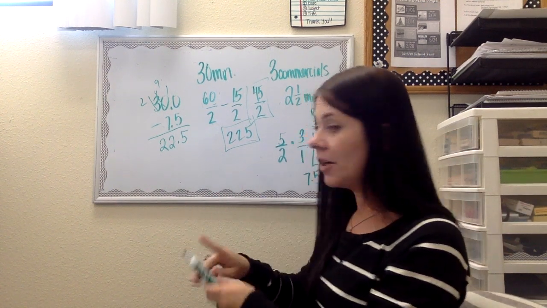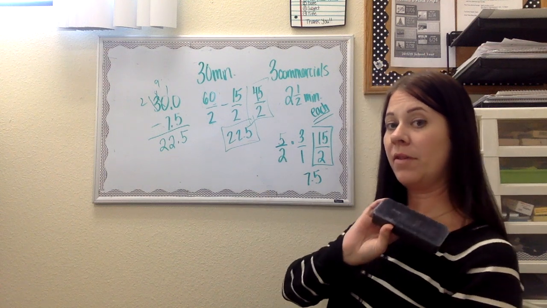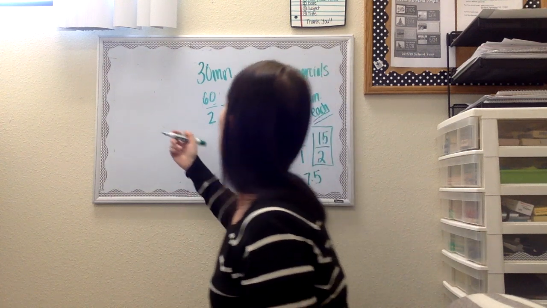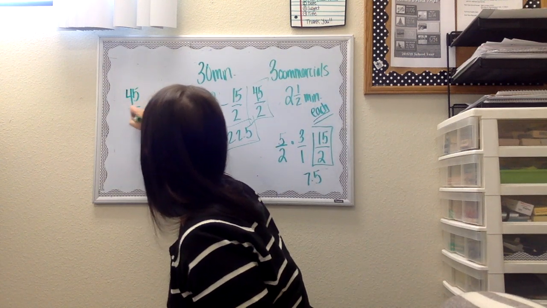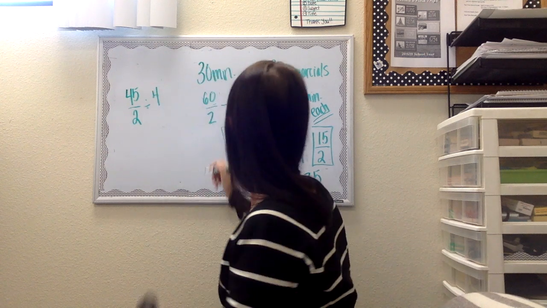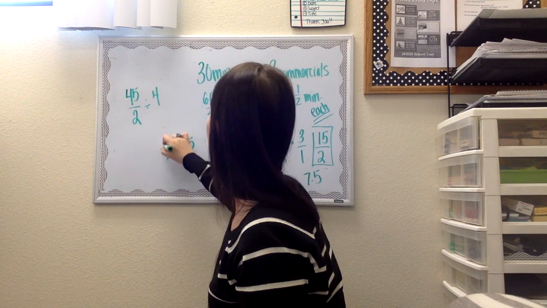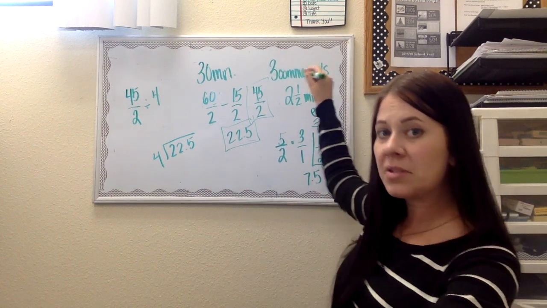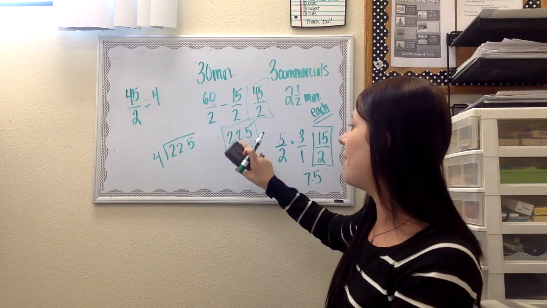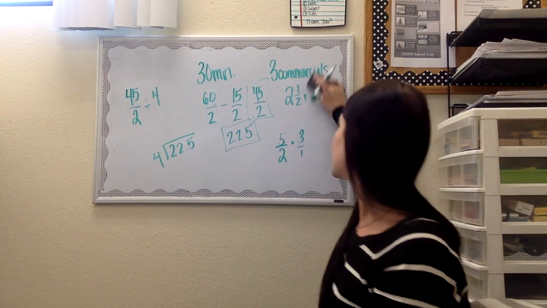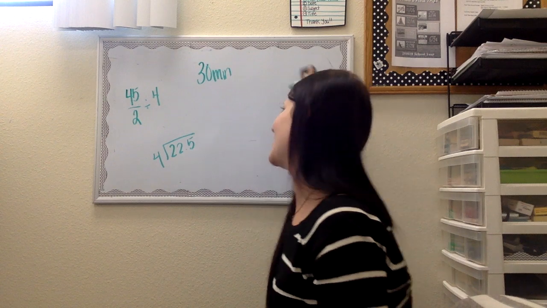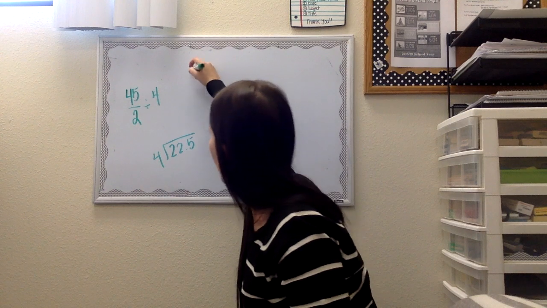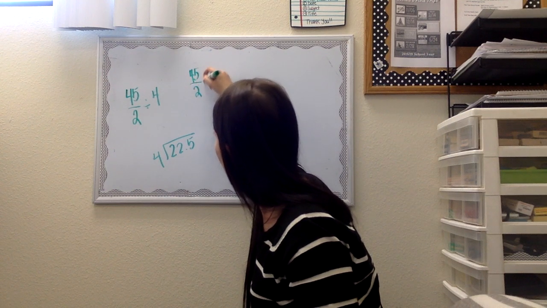I'm erasing my work, hopefully you're following along. If you need to, pause it. So you are either doing 45 over 2 divided by 4 or 22.5 divided by 4. Because I know after my commercials come out, this is how much time I have, and I have that in 4 equal segments. When they're saying 4 equal, that's kind of a big clue that I'm going to be dividing. So here I would do 45 over 2 times 1/4.